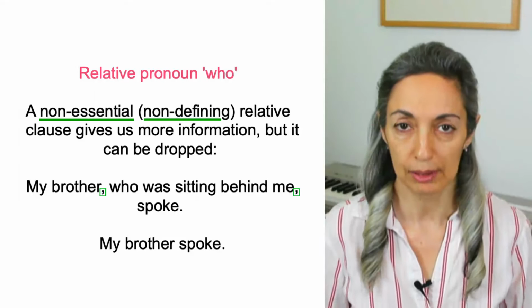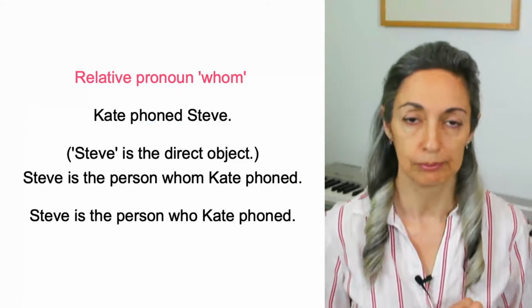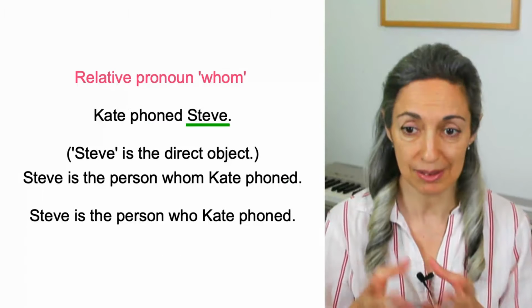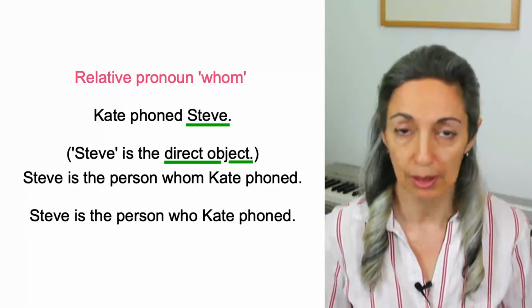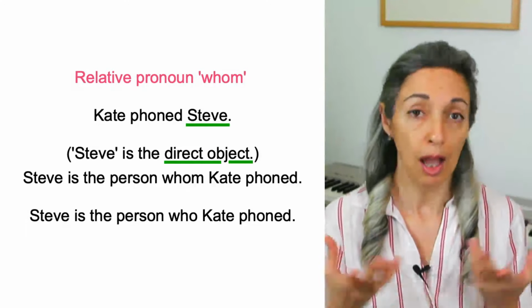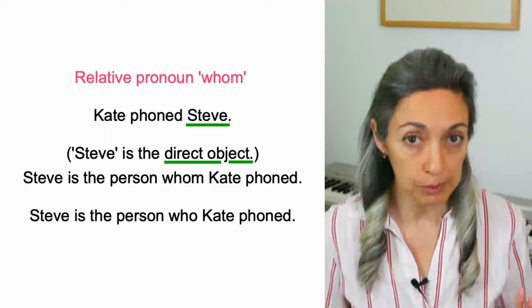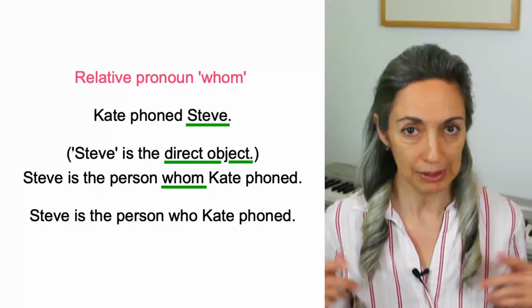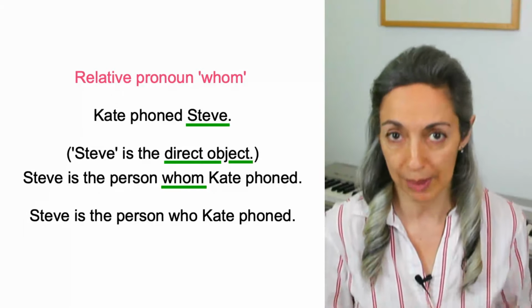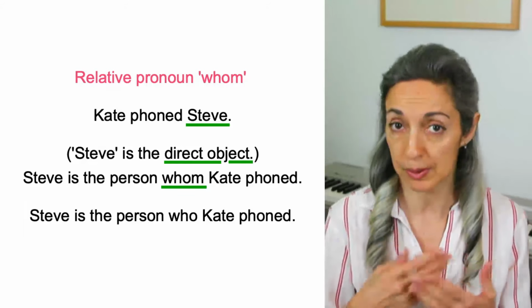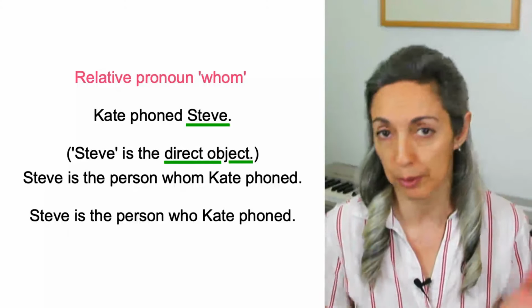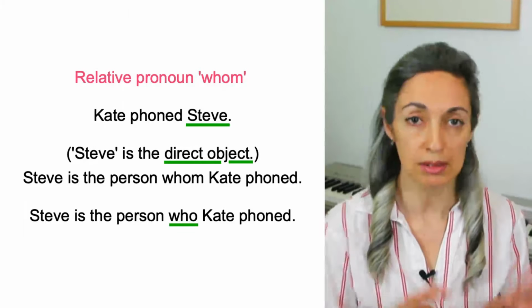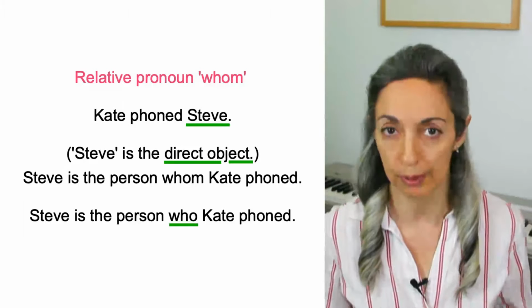So let's now look at the relative pronoun whom. Remember our original sentence, Kate phoned Steve. Remember that Steve is the direct object, and if we want to talk about Steve, we want to use a different word, whom. Steve is the person whom Kate phoned. But again, exactly as we had with the questions, this word whom is also disappearing as a relative pronoun. So the most common way of saying this is using who again. Steve is the person who Kate phoned.